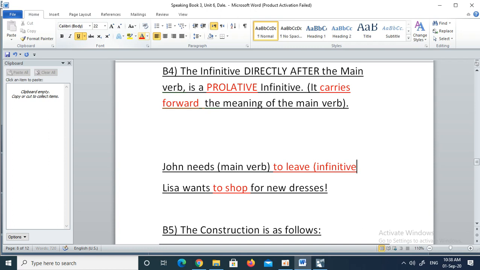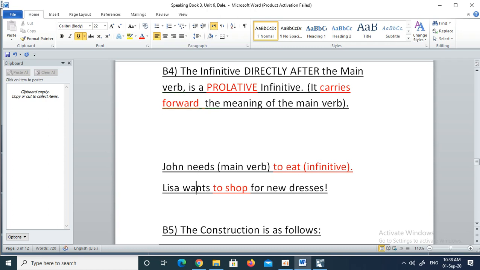And our infinitive, which is a prolative infinitive, is to leave. John needs to leave, so you have a main verb and you have an infinitive that carries forwards the meaning. You could say John needs to sleep. You could say John needs to eat. Any infinitive will carry forwards the meaning of needs.